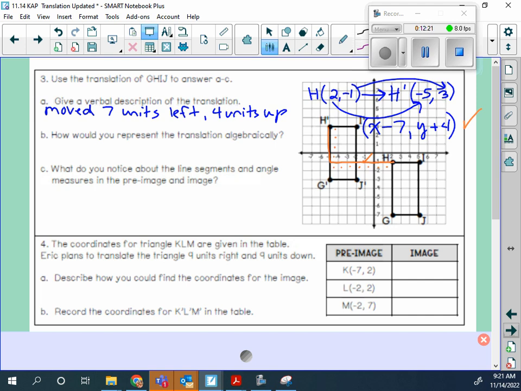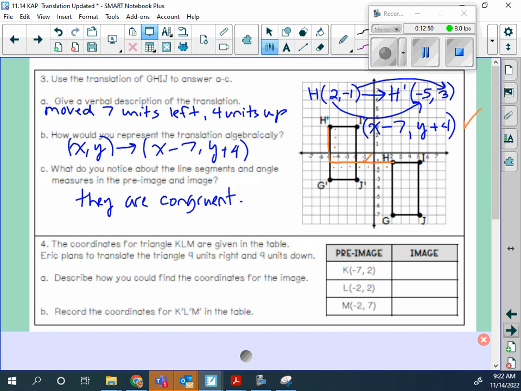Okay? B says, how would you represent this algebraically? Well, since I did it algebraically first, that was easy. So x minus 7, y plus 4. What do you notice about the line segments and angle measures in the pre-image and image? Yeah, they're congruent. Okay. Now, what's different about number 4? There's no graph. That's right. So you've got to know how to do it without one.